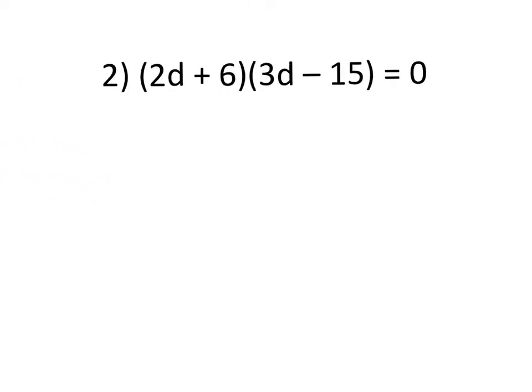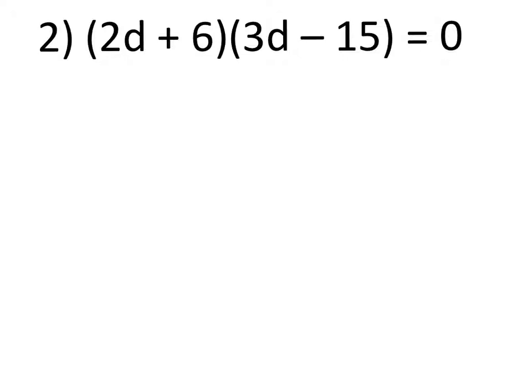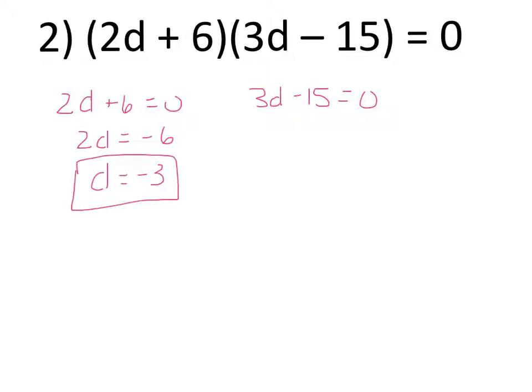All right, so let's go to number 2. Now number 2 is the same setup. It's already factored for us, so it's just a matter of setting each part equal to 0 and solving the equation. So 2d plus 6 equals 0, and 3d minus 15 equals 0. I'm going to subtract the 6 and divide by 2. So d will equal -3. Now I'm going to go over the other equation. I'm going to add the 15 and divide by 3. So d will equal 5. So my two answers for this particular problem are d equals -3 and d equals 5.